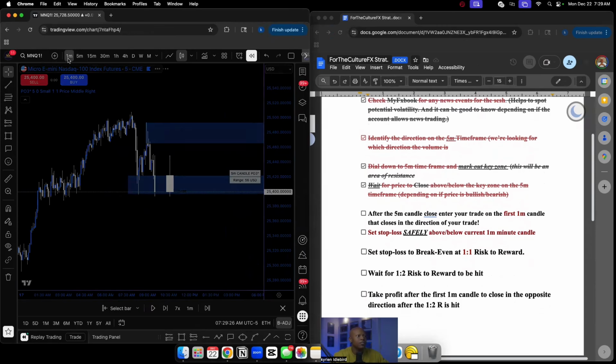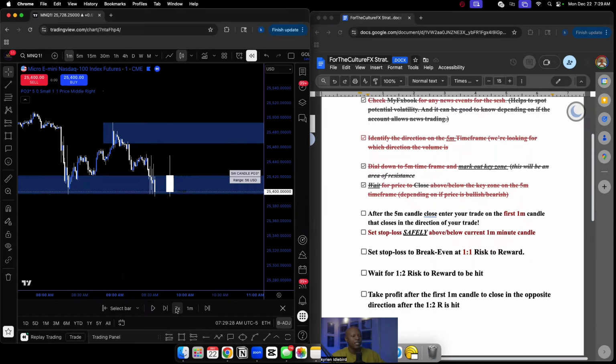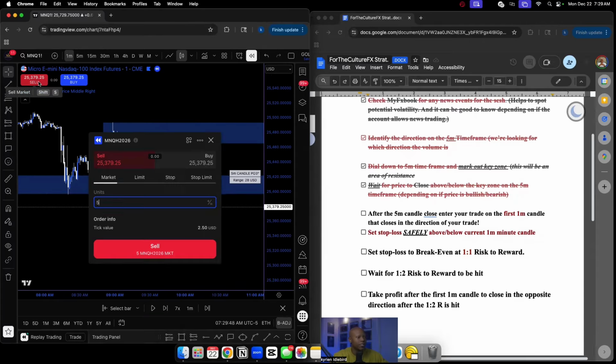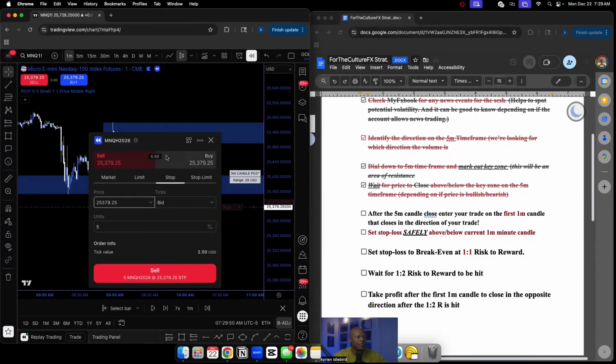So we want to dial down to our 1-minute time frame and enter our trade on the first 1-minute candle that closes bearish. You can see here, this is the first 1-minute candle that closes bearish. So we're going to enter our trade. We're going to take a sell stop, and that's how I activate all of my trades.